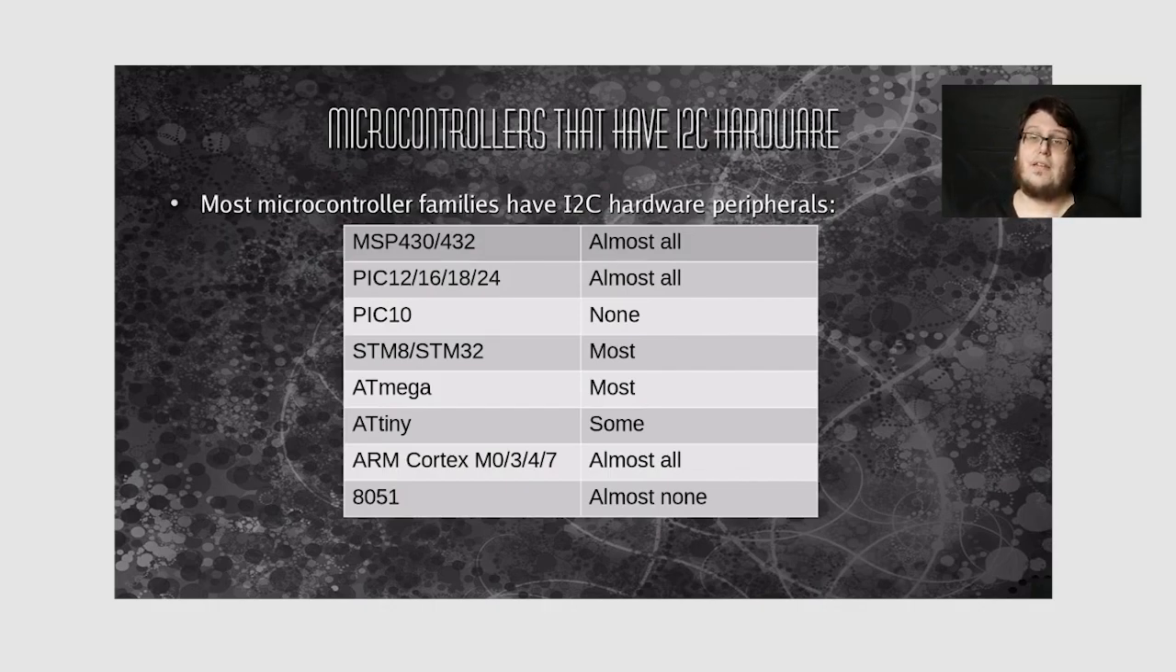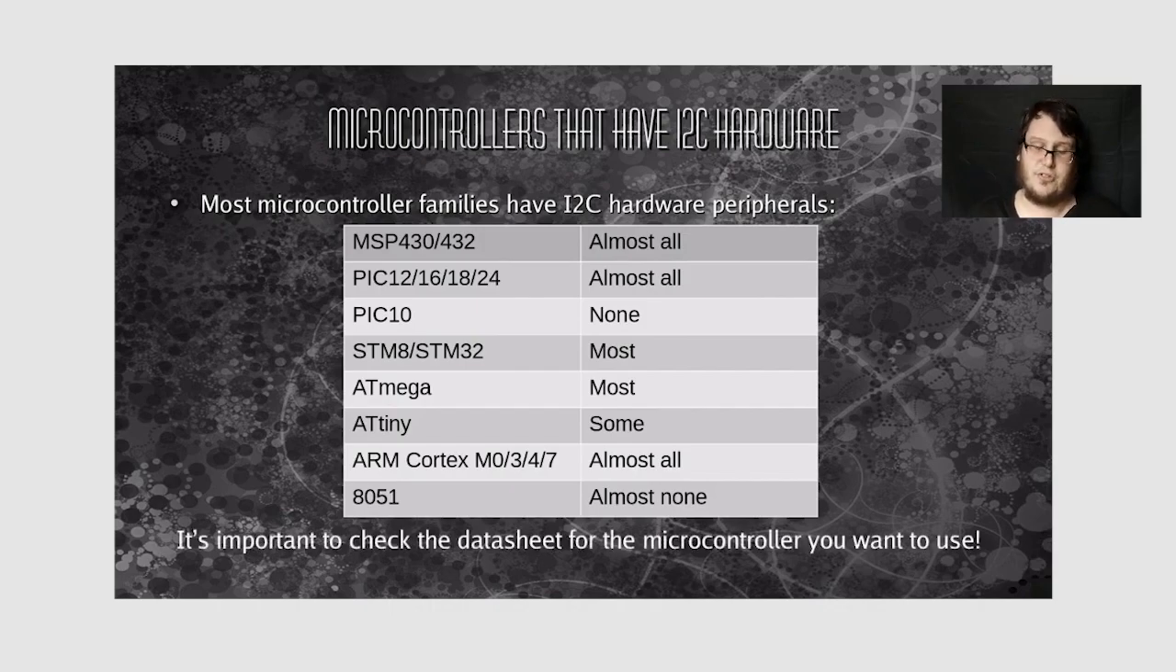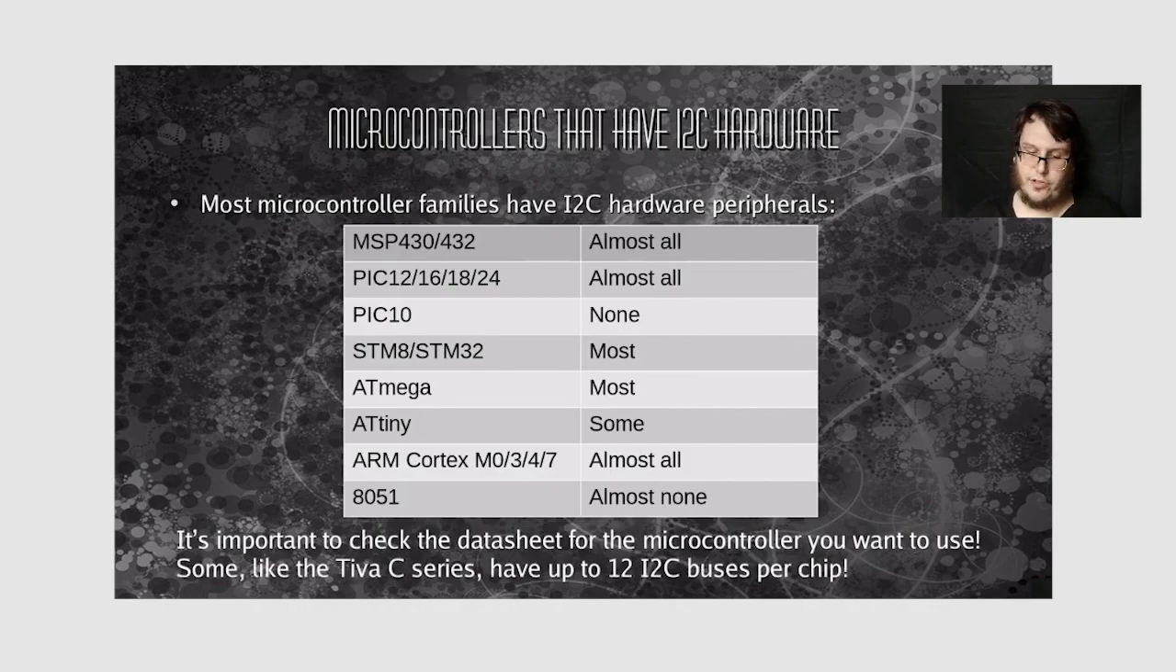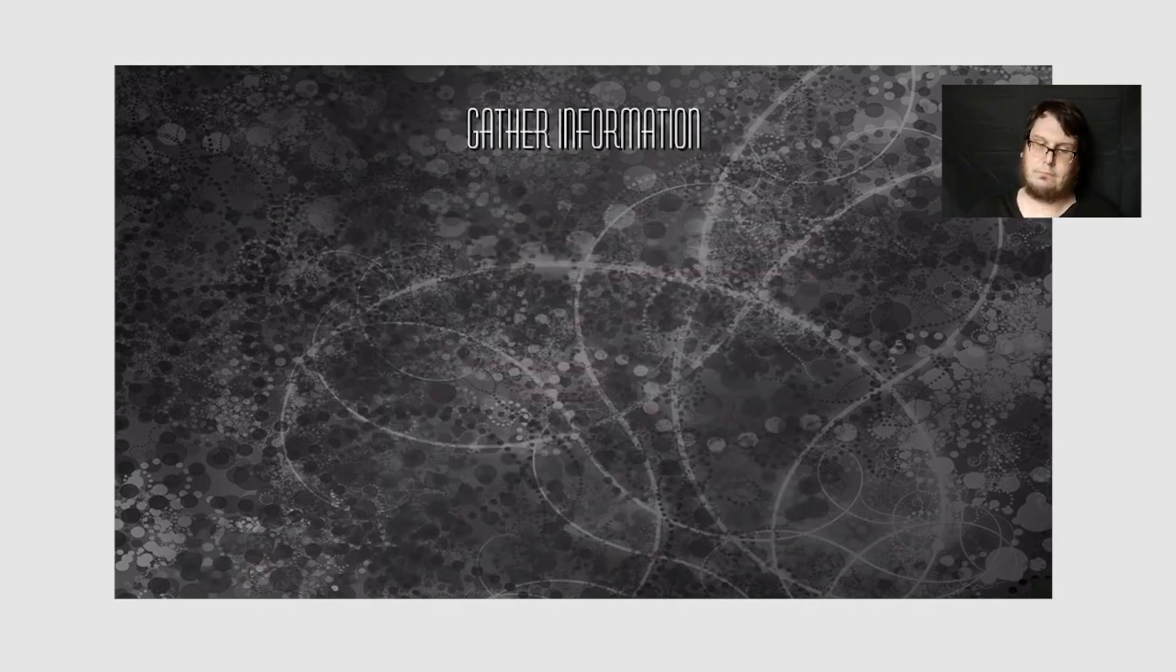Some microcontrollers, like the MSP430 series from Texas Instruments, can have like 11 or 12 hardware I2C buses on the chip, which is just insane. It's very important to check the data sheet for the microcontroller you want to use. Yeah, that series can have many buses per chip.